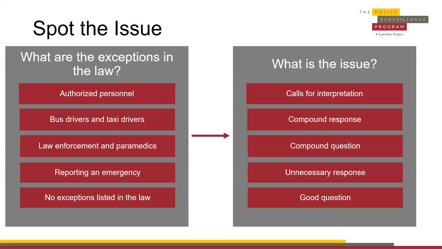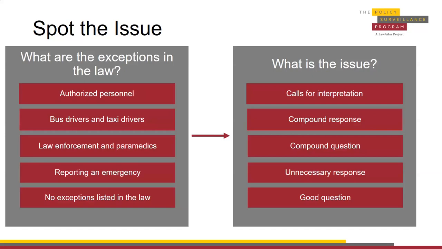Another example: what are the exceptions in the law? Authorized personnel, bus drivers and taxi drivers, law enforcement and paramedics, reporting an emergency, no exceptions listed in the law. This is an example of, again, a different type of compound response where there's actually two answers here that are compound responses in and of themselves: bus drivers and taxi drivers, and law enforcement and paramedics.